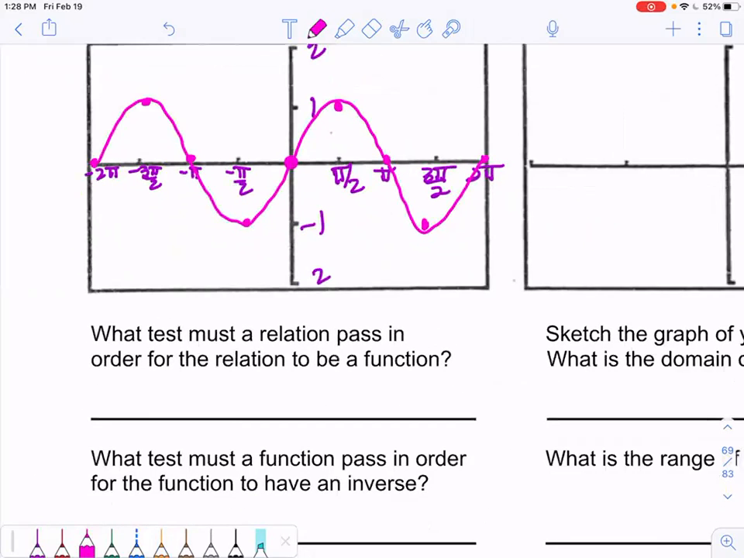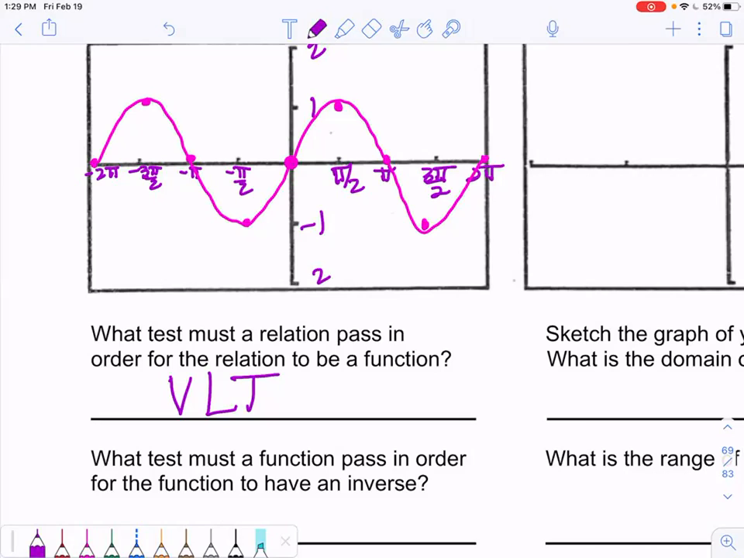We already answered the first two questions underneath. Daniel answered them for us. What test must a relation pass in order for it to be a function, Daniel? It needs to pass the vertical line test. Yep, vertical line test. So any graph, if it passes the vertical line test, it's a function.